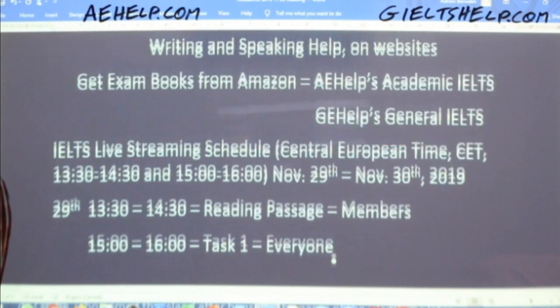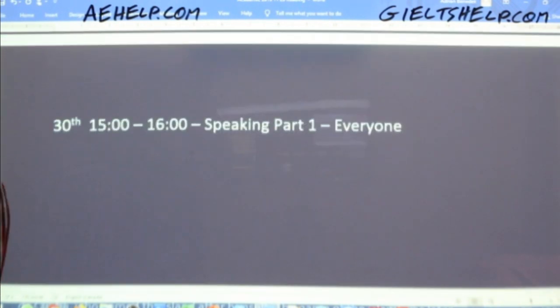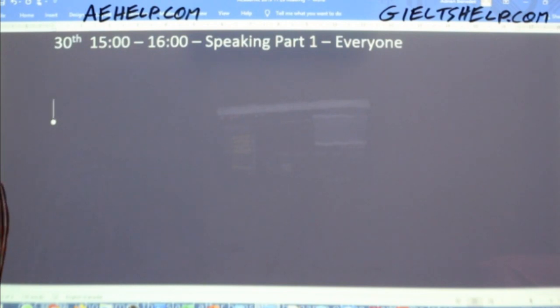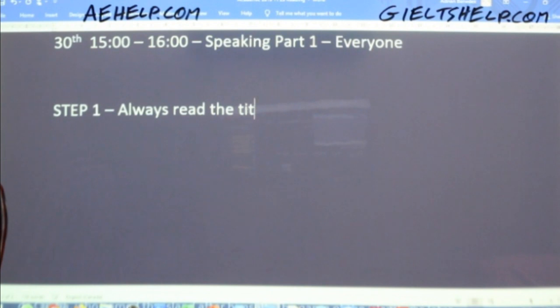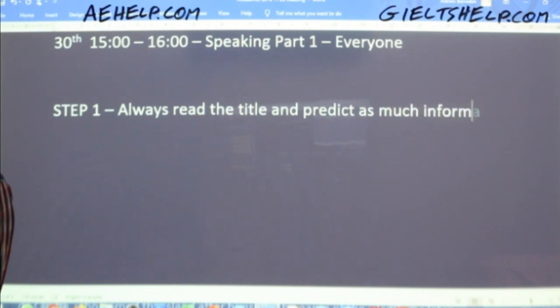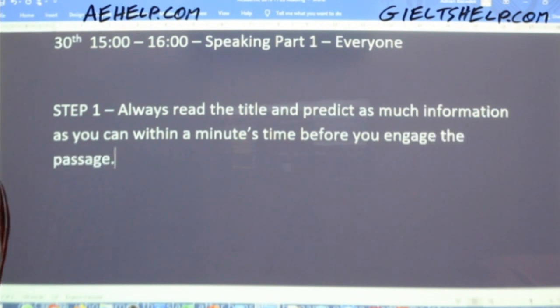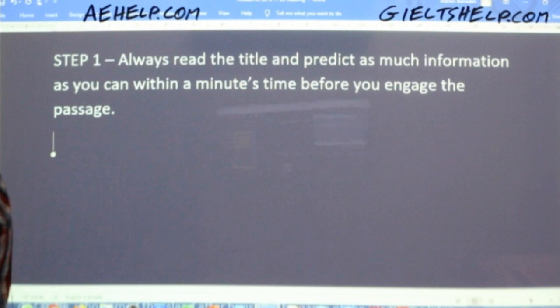The correct steps to getting high scores in your reading is first read the title and think critically about it. What does it mean? Why is it stated this way? What might be the information in the passage? So step 1, always read the title, and predict as much information as you can within a minute's time before you engage the passage. The example here is Tristan da Cunha.